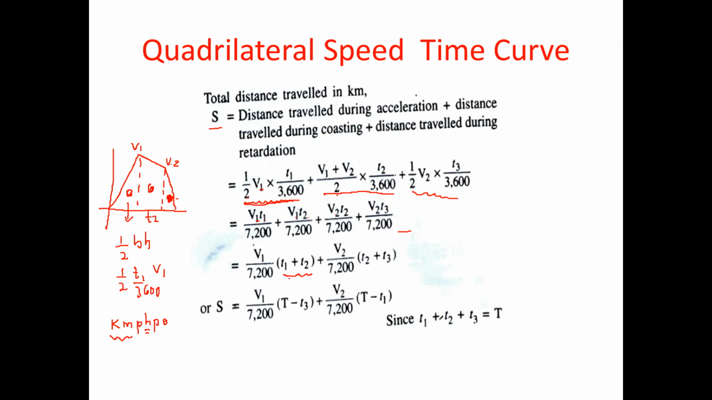And then here what is done: this T1 plus T2 is substituted by this, as per this equation. From this equation we can get T1 plus T2 is equal to T minus T3, so T minus T3 is substituted here. Similarly, T2 plus T3 is equal to T minus T1, since T1 goes to the other side and becomes minus T1. So T minus T1 is substituted here.